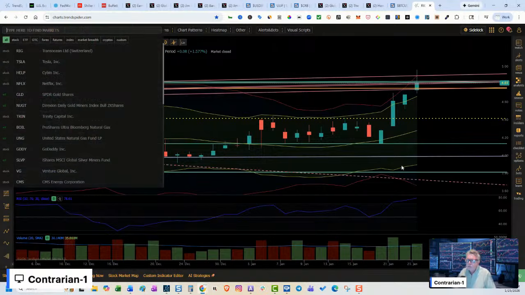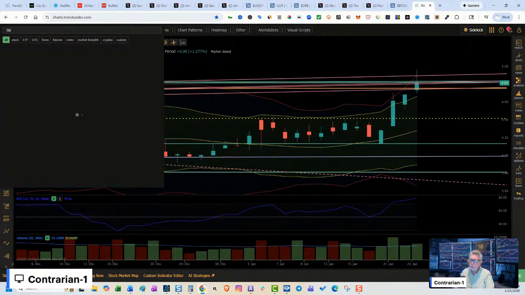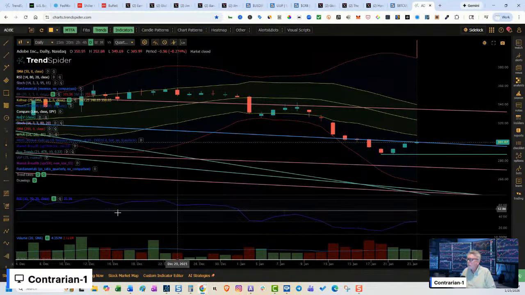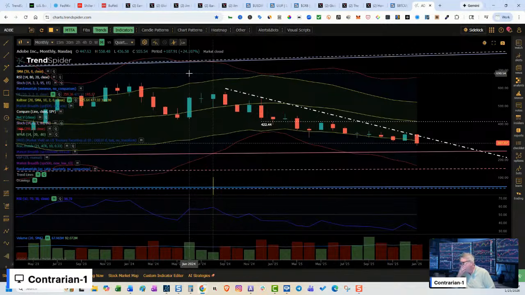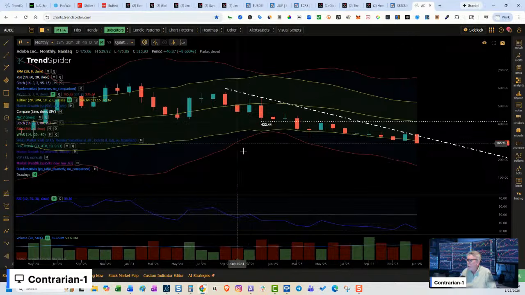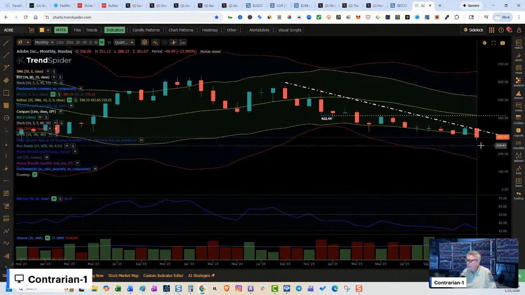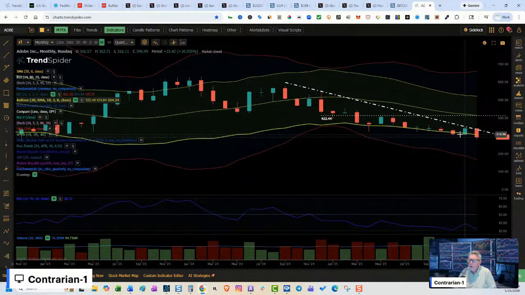Adobe. I haven't gone over this one in a while. This stock got hammered. All right, so Adobe remains in a bear market. To me, this monthly chart implies that it wants to go lower. They don't report for another few weeks, but right now, as it stands, we've been rejected at a resistance level. We're just off the lows of the month, and we have put in new monthly lower lows.